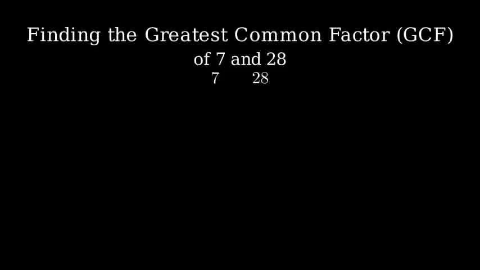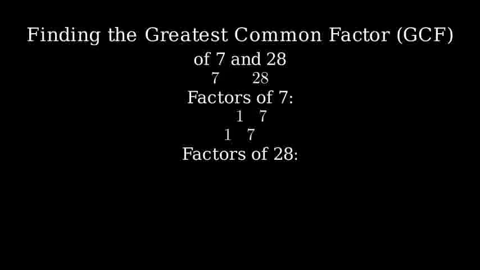Let's start with 7. To find the factors of 7, we need to find all numbers that divide evenly into 7. 1 is always a factor, since every number is divisible by 1, and 7 itself is also a factor. Since 7 is a prime number, these are its only factors. Now let's find the factors of 28. Again, we'll list all numbers that divide evenly into 28.